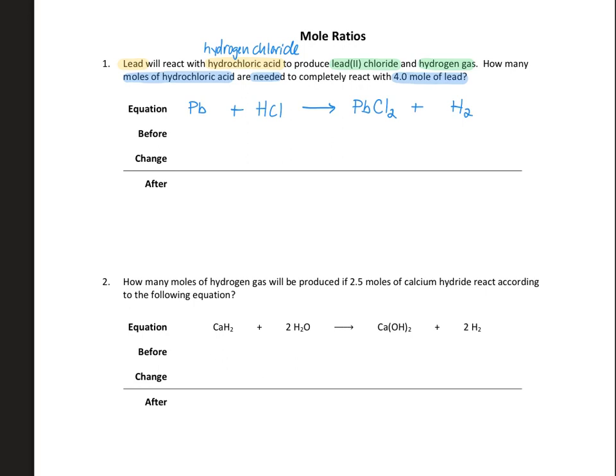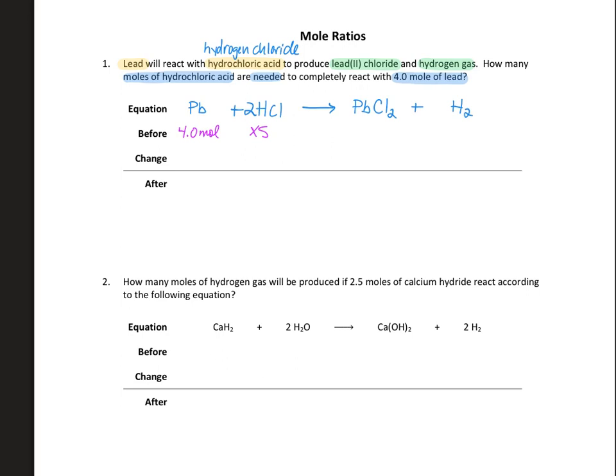7 diatomics. So now that I've got all reactants and products written, I can balance this equation out. It's going to be pretty straightforward. All I need is a 2 in front of HCl. Now that I've got that, let's go ahead and put in our before line. So I'm going to start out with that 4.0 moles of lead. Because we don't have any information about the HCl, this is going to be our excess.